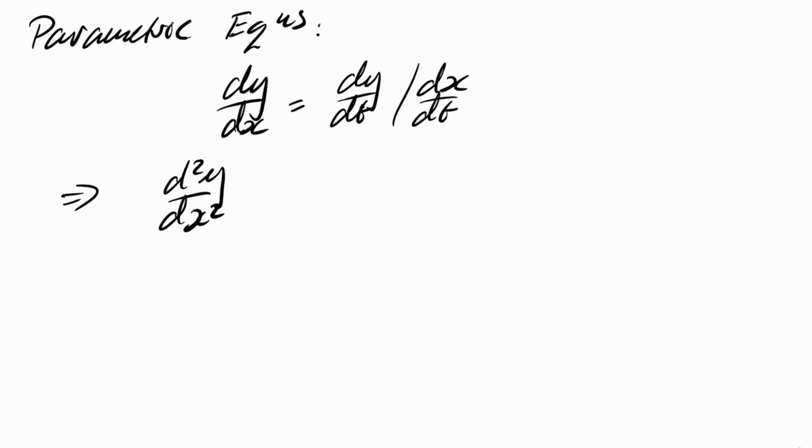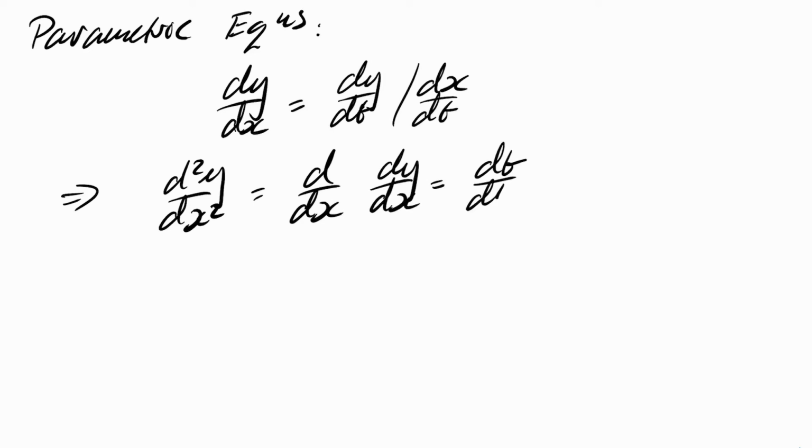We can find higher derivatives for parametric equations. So dy by dx is equal to dy by dt divided by dx by dt. The second derivative of y with respect to x then is d by dx of dy by dx, which is dt by dx, d by dt of dy by dx. So in general for parametric curves it's just best to work from scratch each time.